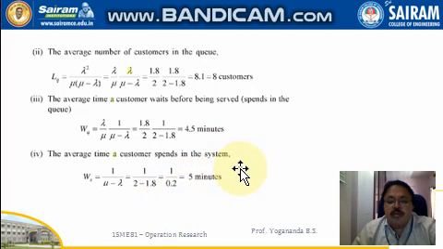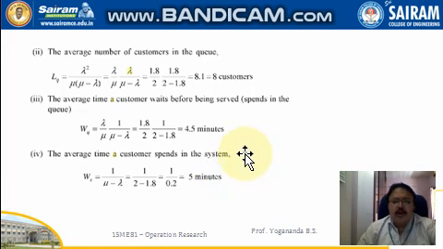The average time a customer spends in the system is given by 1 by mu minus lambda. So that is 5 minutes. So totally he is waiting in the queue for 4.5 minutes and 0.5 minutes for his service to be done. So totally it is 4.5 plus 0.5. So in the system he will wait for a time of 5 minutes. That is, for his turn he will wait for 4.5 minutes and at the service counter he spends 0.5 minutes. So totally it is 4.5 plus 0.5, so he spent 5 minutes in the system.